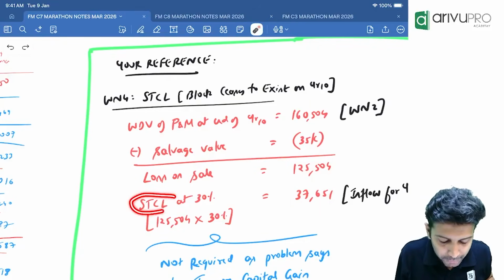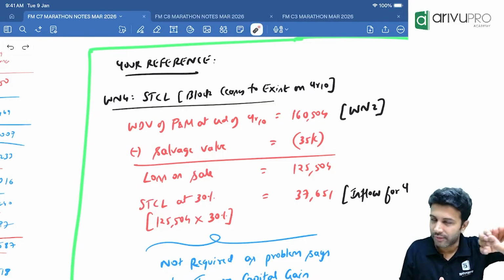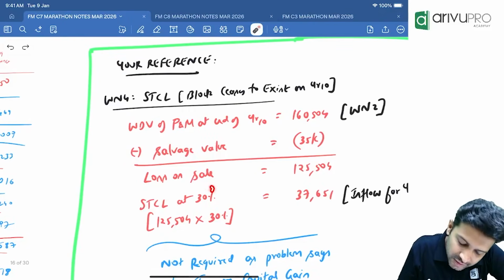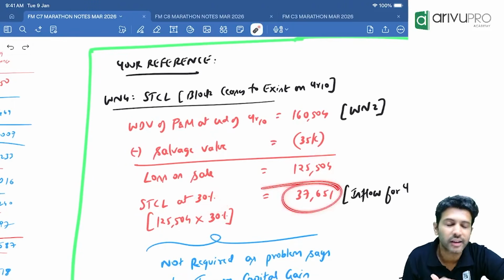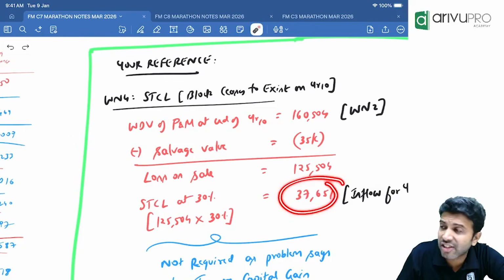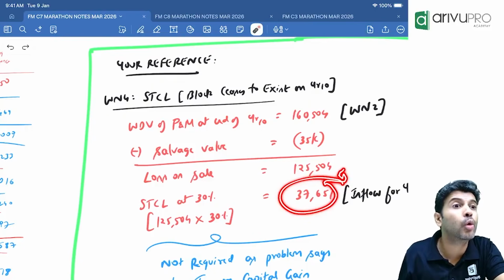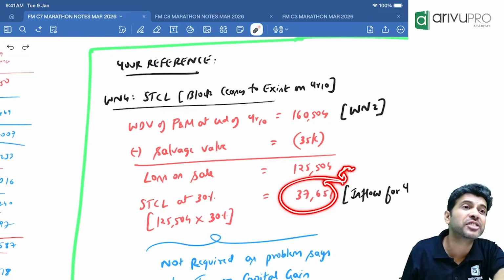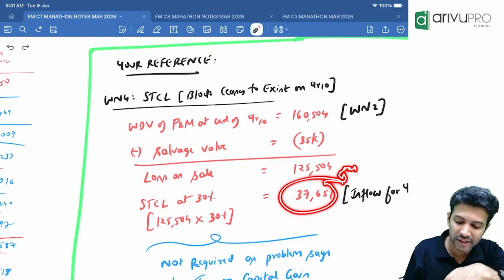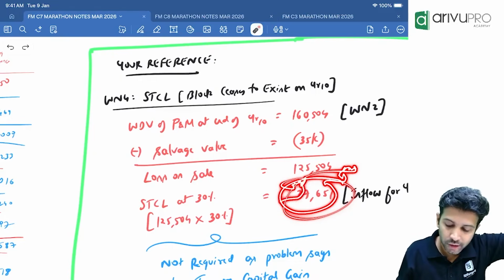So this is short-term capital gain or short-term capital loss. They will give you the rate of short-term capital gain; you don't have to remember tax rates. Let's assume short-term capital gain is at 30%. So calculate 30% of 125,504, which is 37,651. This much tax benefit you will get. If you pay tax, it is a cash outflow. Here you're getting a tax benefit, so you will show this number as a positive number, in the 10th year.